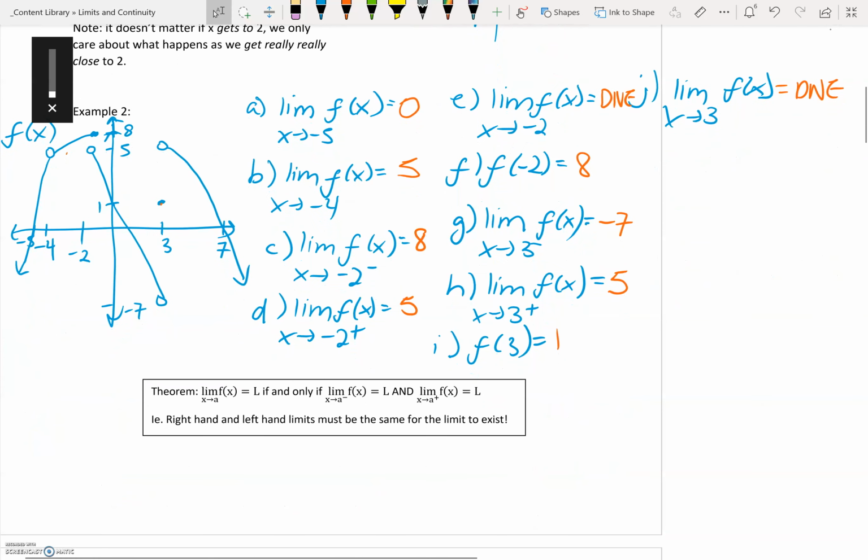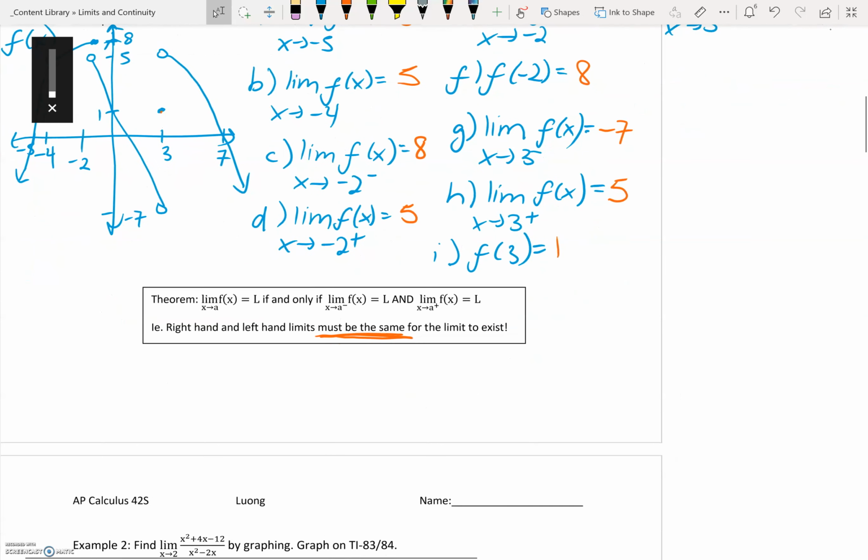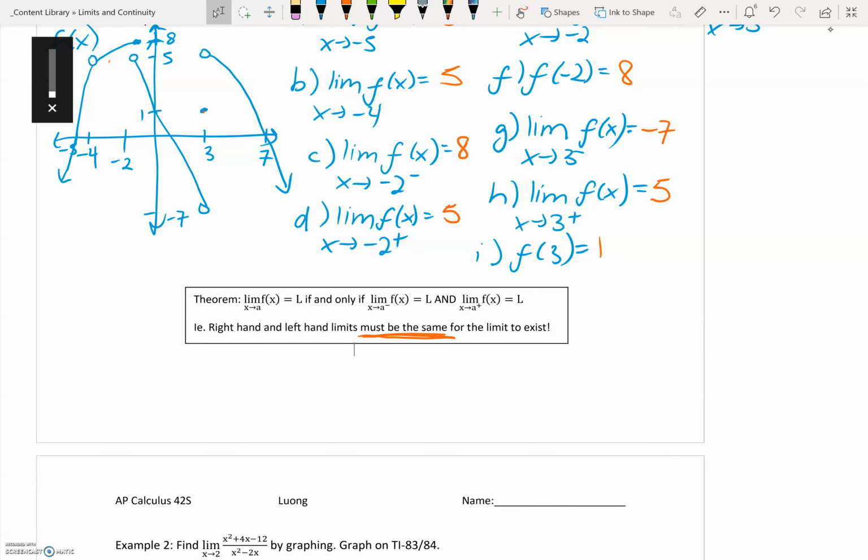Now let's do another example, but before we do that, we should link what we just talked about, these D and E limits. The reason why these limits don't exist is because the left-hand limit and the right-hand limit are not the same. We have -7 and 5, so your overall limit does not exist. The right-hand and left-hand limits must be the same for the limit to exist. This is a very important theorem to know because we'll be using it a lot in this unit. Both sides of your limit have to exist and be the same for the overall limit to exist.